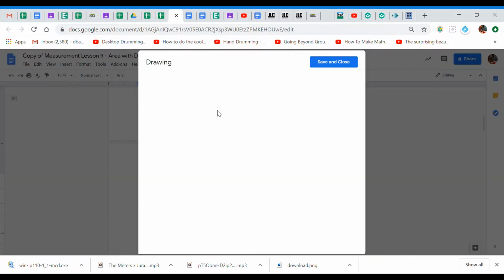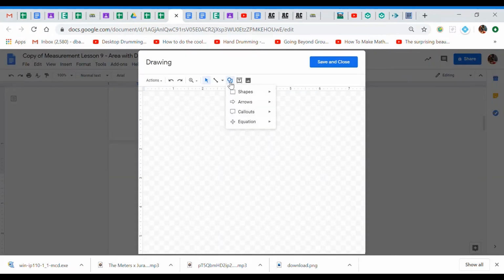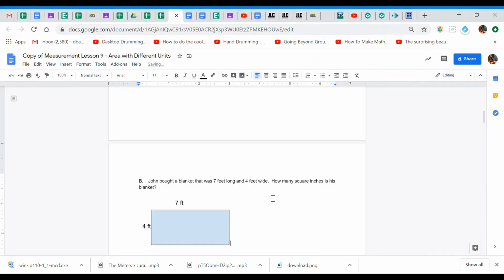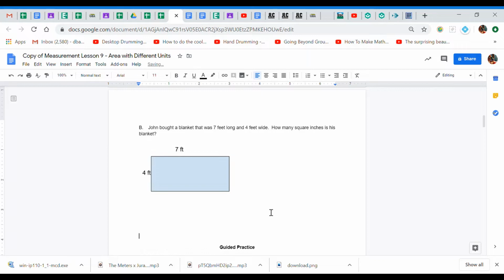And go to New. Choose my shape. And I can choose a rectangle really quickly. And then choose my text box to make a shape. This is going to be 7 feet. And the other side is 4 feet. That's my rectangle, save and close. Great. How many square inches is his blanket?